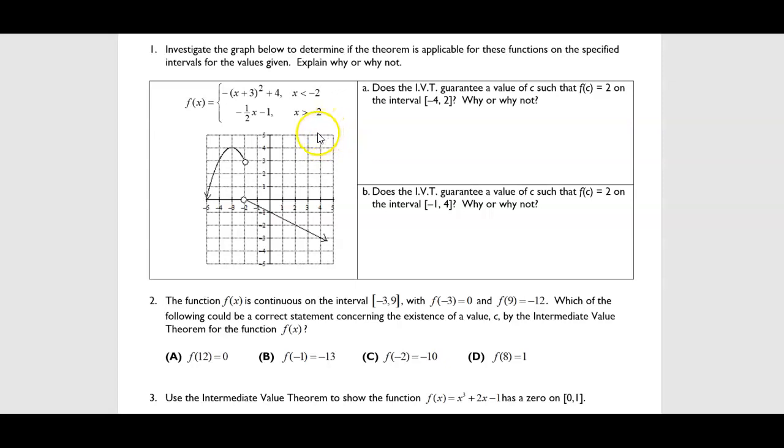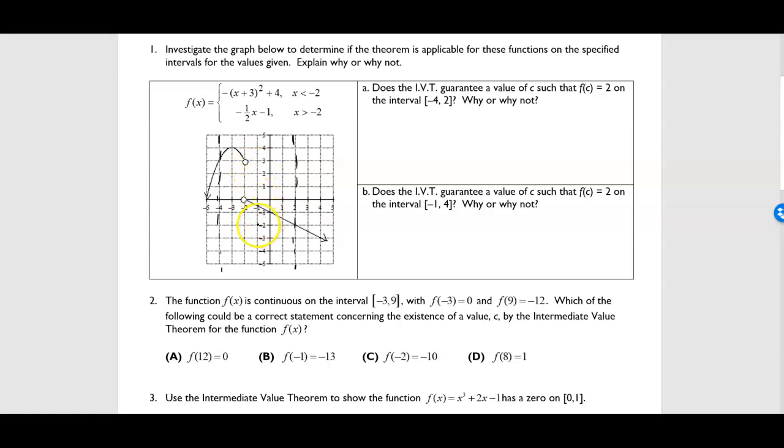And so the two things, remember, that have to be true in order for the theorem to apply is that your function has to be continuous and the y value you're looking for is between the y values of your endpoints. So question A asks, does the IVT guarantee a value of c such that f of c equals 2 on the interval -4 to 2? Why or why not? The first thing you always want to check is, is this continuous? So I'm looking from -4 to 2. I could either look at the function or the graph. The graph is easier to see.